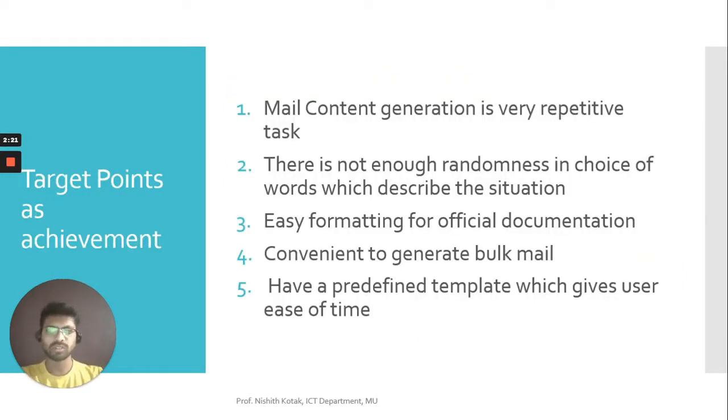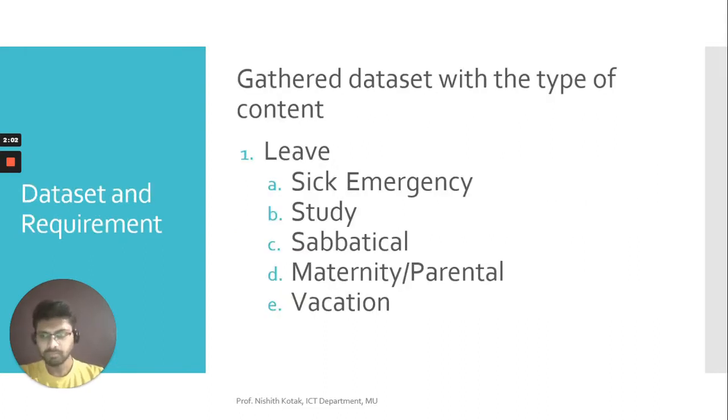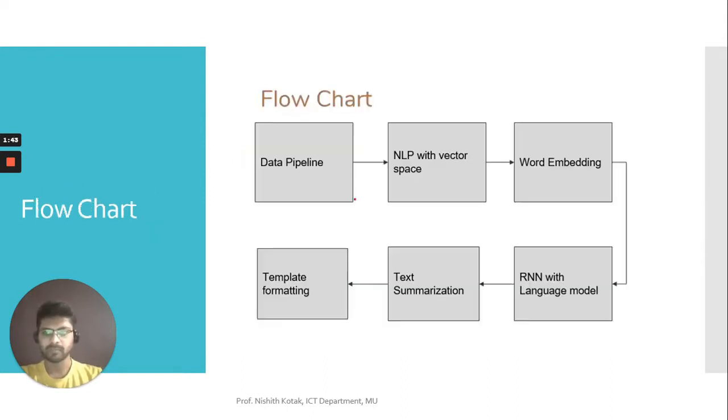The goals or achievements are to reduce repetitive tasks, to conveniently generate bulk mails, to have a predefined template which saves time, easy formatting for official documentation, and also to include randomness. During this project, my target was to focus on one kind of mail, specifically leave. And within leave there are various kinds of leaves that can be taken into consideration: sick leave, study leave, sabbatical leave, and so on.